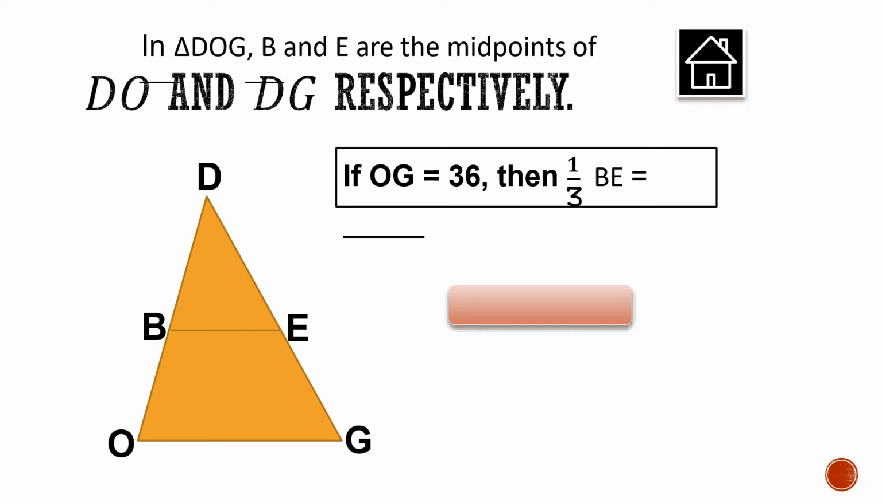One more question for you. In triangle DOG, D and E are the midpoints of the sides DO and DG respectively. If the length of OD is 36 units, then what will be 1/3 of BE? So, the same concept, BE we know that it is half of 36. So this gives you 18 units. But what is asked here? 1/3 of BE. So 1/3 of 18 is? Yes, you are correct. It is 6.